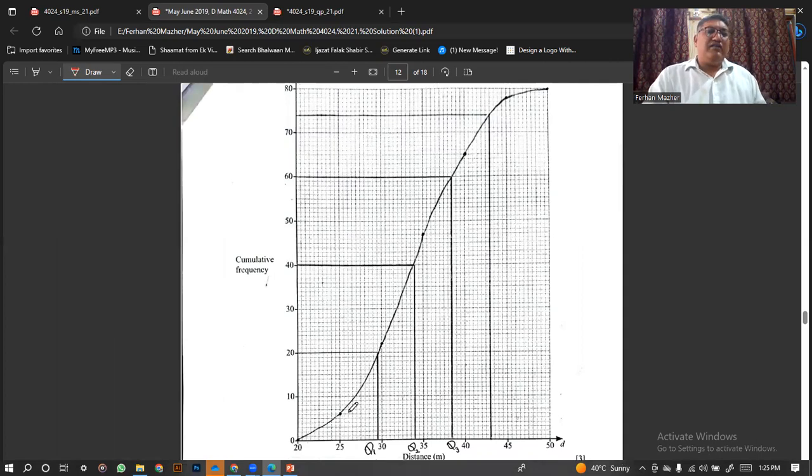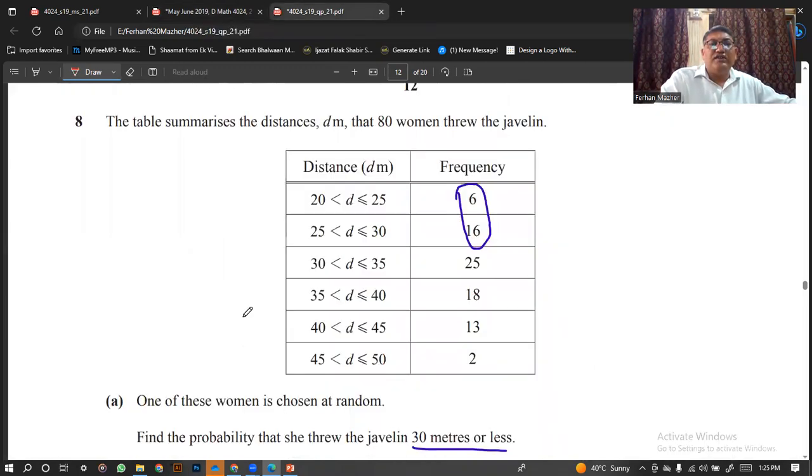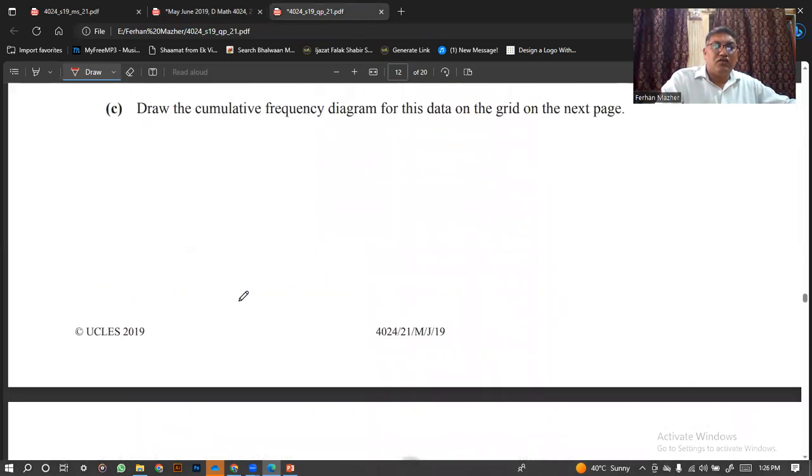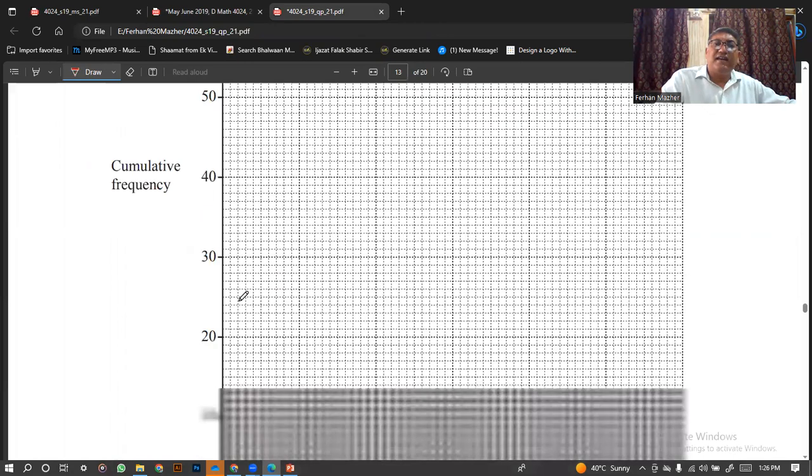So at 20, it is at 25, at 30, then we have at 35, then we have at 40, then we have at 45, then we have at 50. So I plotted those points and then I joined them with the smooth curve. The graph was already labeled. Okay. So this is how you do this. So this is that graph basically.